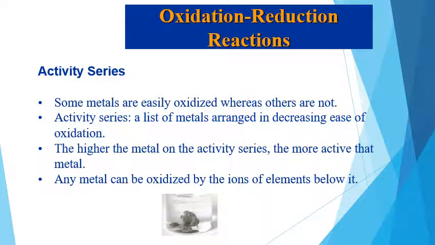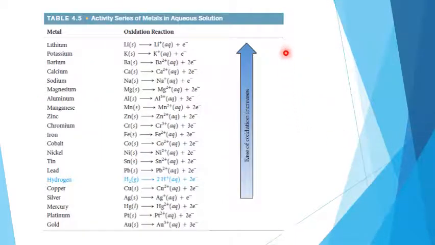So for the activity series, some metals are easily oxidized whereas others are not. Activity series is a list of metals arranged in decreasing ease of oxidation. The higher the metal on the activity series, the more active that metal is. Any metal can be oxidized by the ions of elements below it. So this is an example of the activity series.